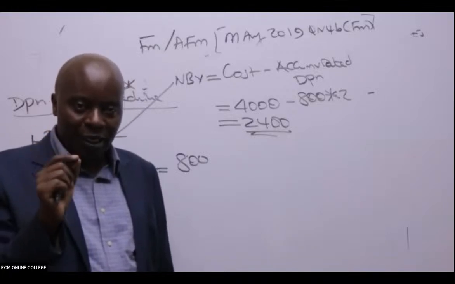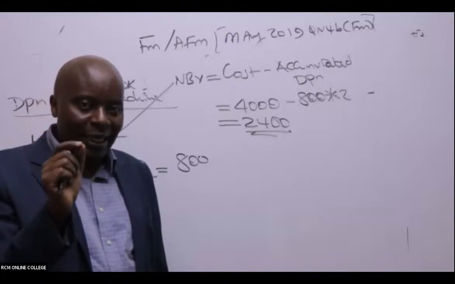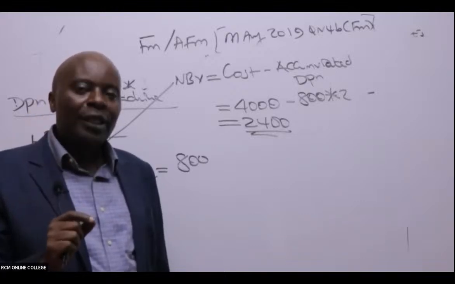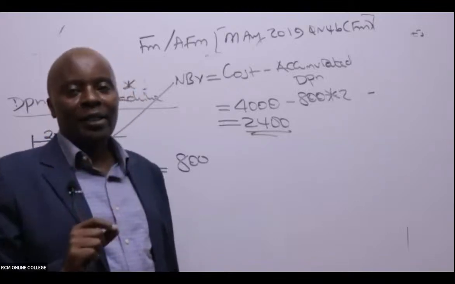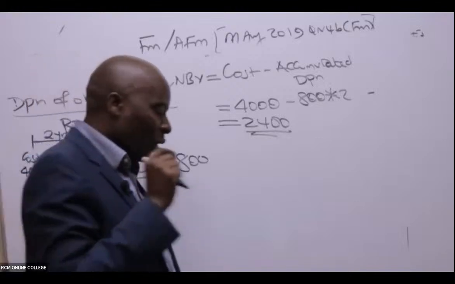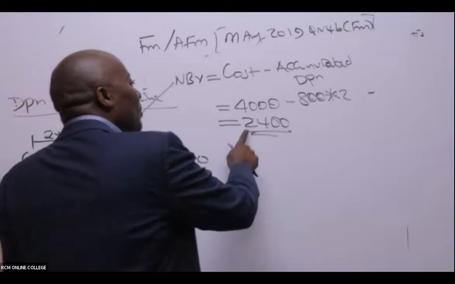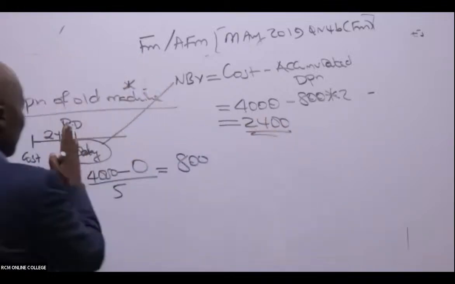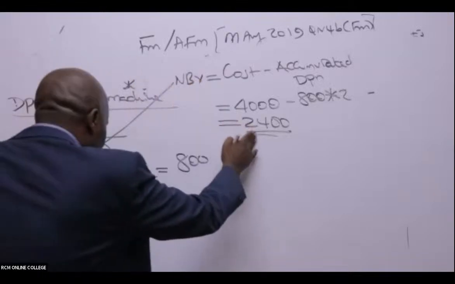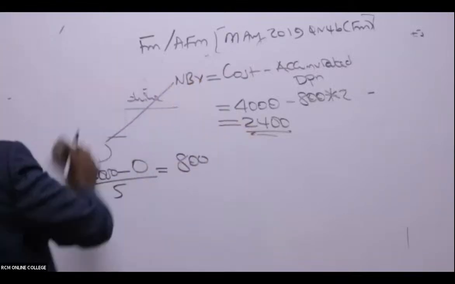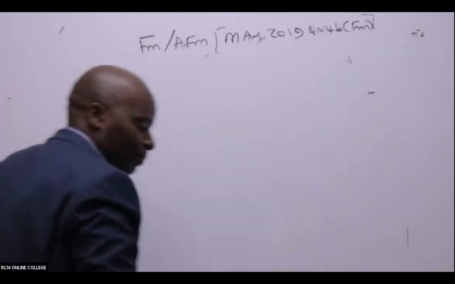So now 2,400 is the net book value. Then what are we doing today? Today we are calling in a valuer. So when we call in a valuer, this becomes now my new cost as of today.